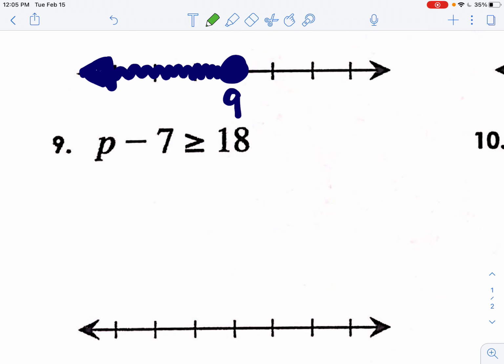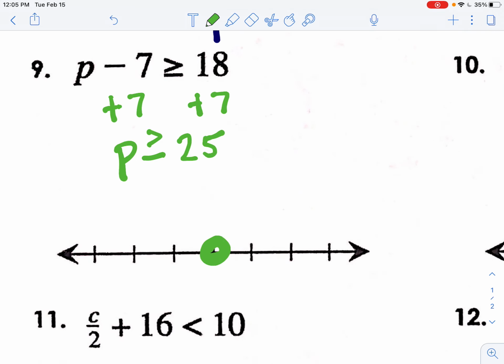Number 9, p minus 7 is greater than or equal to 18. Add 7 to both sides. So p is greater than or equal to 25. That's closed on 25. And p is greater than or equal to that, over to the right.